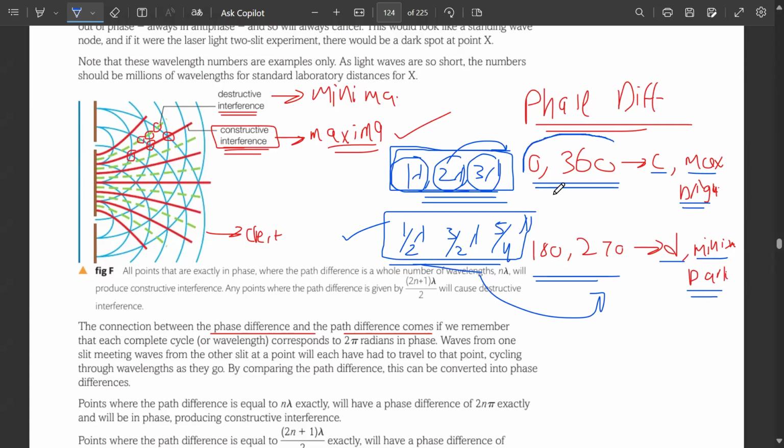Or phase difference, we already know 0 and 360 means constructive interference, 180 and 270 means destructive interference.